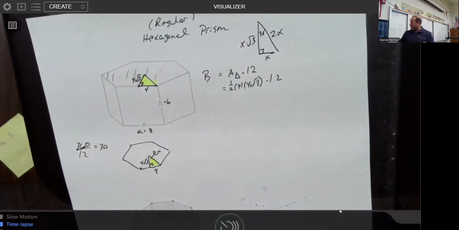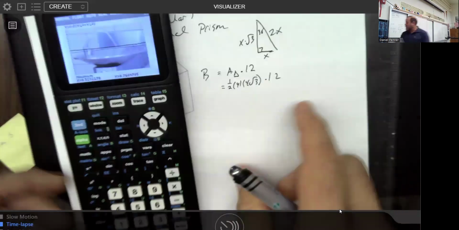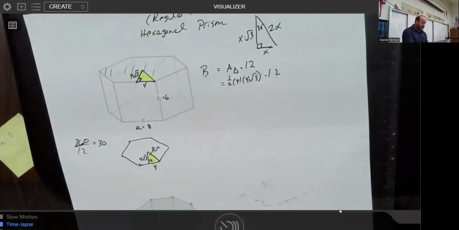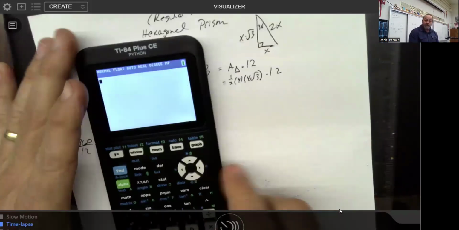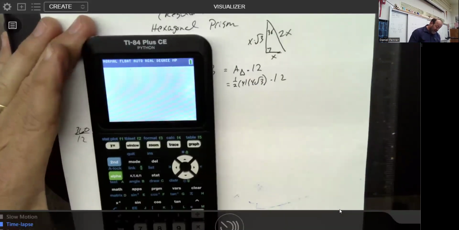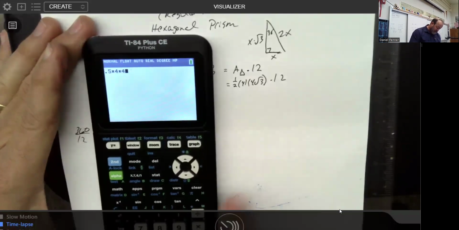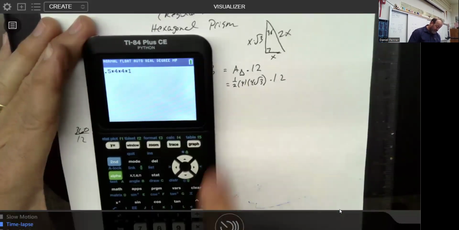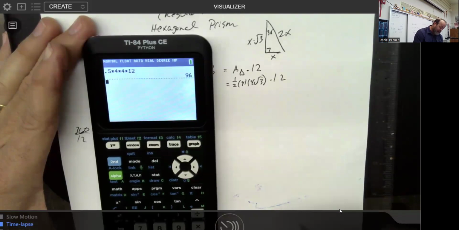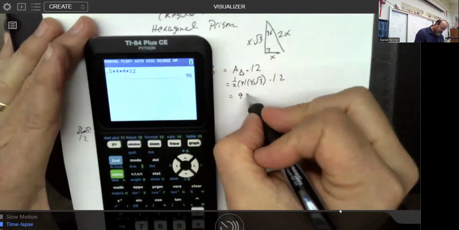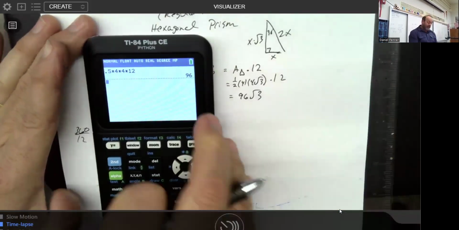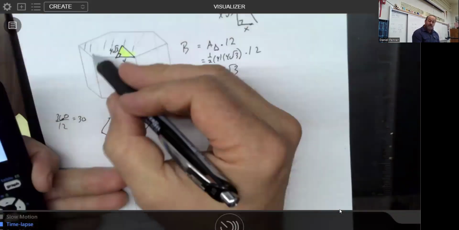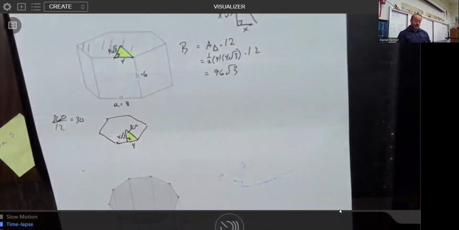Well, what's kind of nice about this particular situation, oh, somebody put something silly on that calculator. I don't like it when there's a background picture, but 0.5 times 4 times 4 times 12. Notice that I'm ignoring the √3 for a minute because it's going to be problematic. But my base is 96√3. So the area of this entire thing is 96√3.